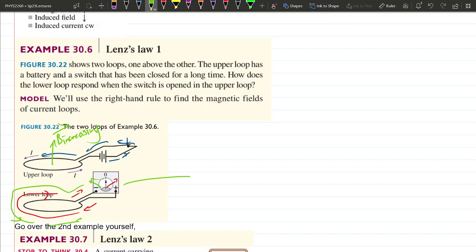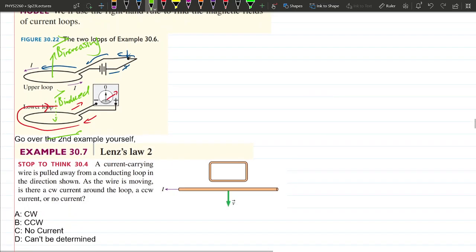Therefore, the red is actually what's happening. I think the book draws it like a dot, dot, dot. So B induced is going downward, because this battery is trying to increase the magnetic field upward, and the second loop is going to try to decrease it.